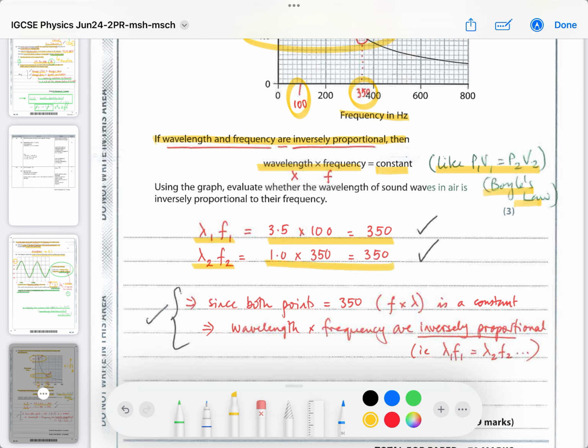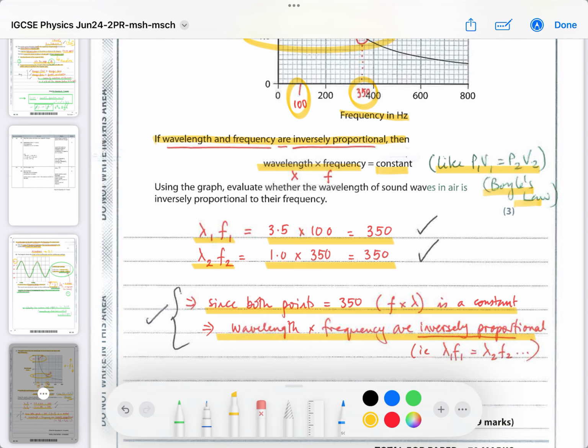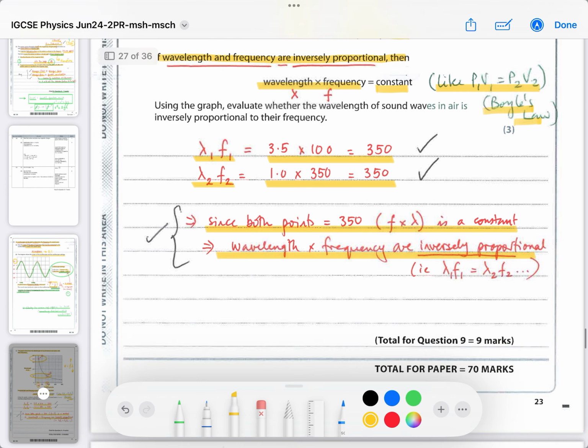So if you've done it twice, you get 2 marks. And then you say, since both points equal the same answer, both points are constant, that means wavelength and frequency are inversely proportional. So when you have inversely proportional variables, if you multiply them, they give you the same answer. So they could ask you a question like this.